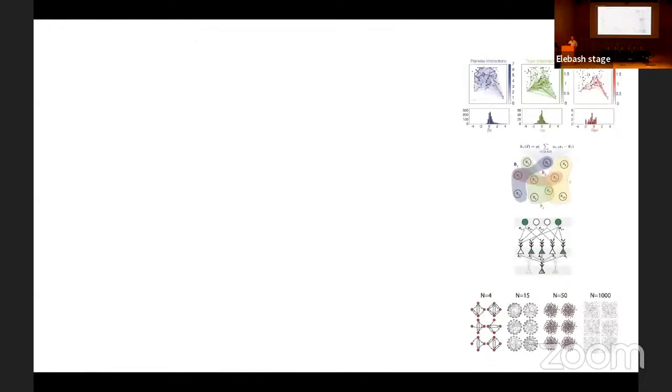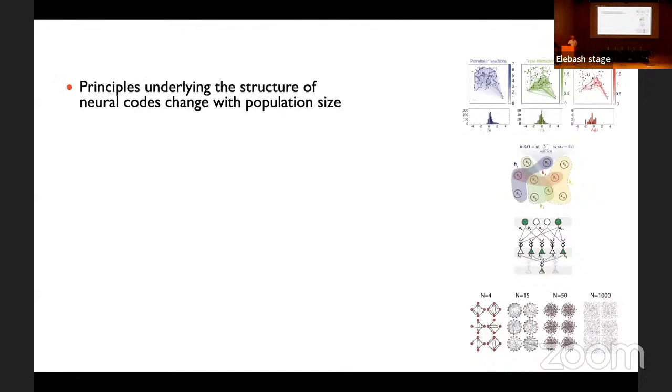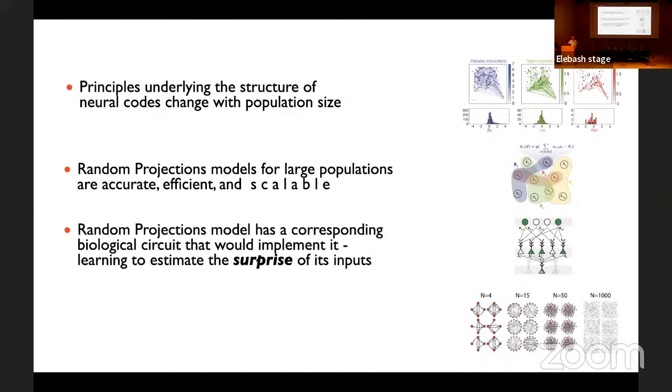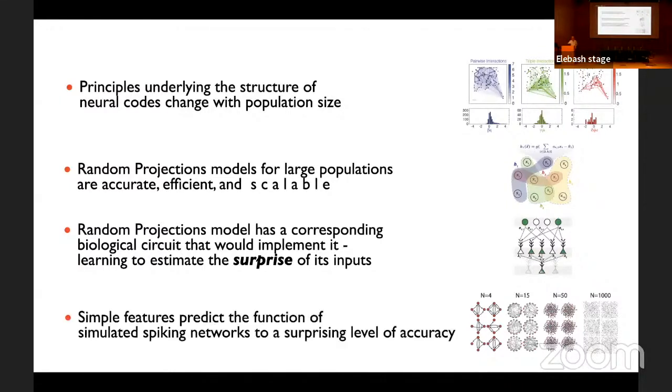So the theory is standing up, so I need to finish. What I tried to show you is that we seem to identify a set of principles about the structure of the code, but this seemed to shift as the size of the population changes. But this new family of models that is based on random projections seems to be super accurate, very efficient in terms of what you need to learn it with, and scalable. It reflects what could be a neural circuit that learns these things. And at some level, maybe this is such a canonical architecture that it says something about the kind of computations that neural circuits do in general. And then we made our first foray into trying to link structure and function in spiking networks.